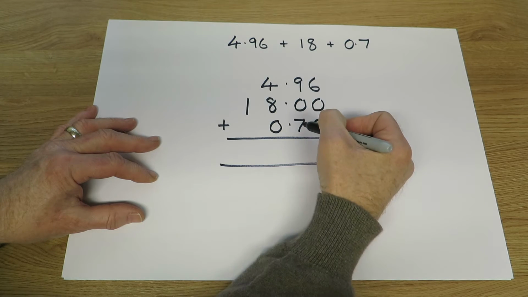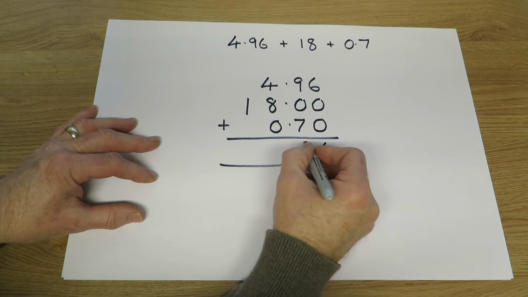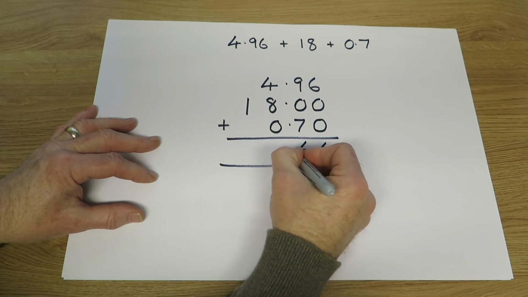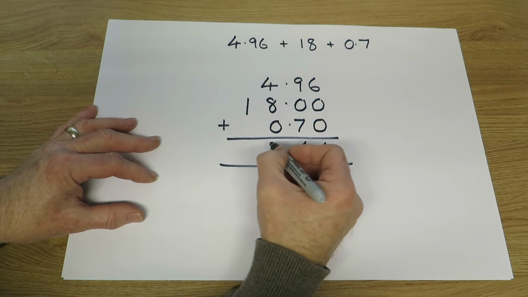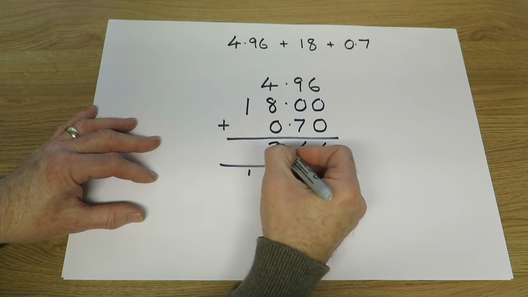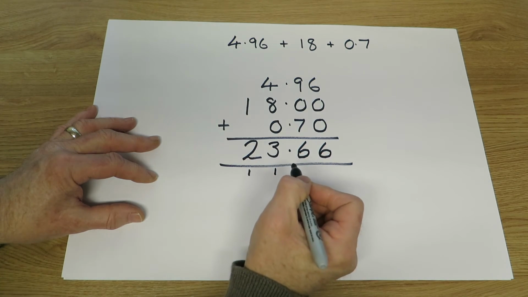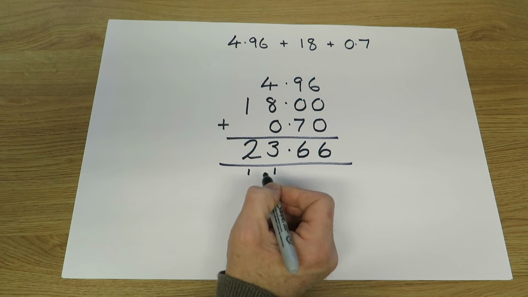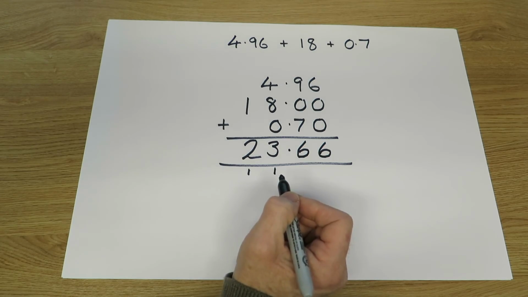And the tenths, 9 add 7 is 16, so there's a 6 there, and 1 for the units. Don't forget the decimal point. 4 add 8 is 12, 1 more is 13, so 1 10, 3 units, 1 and 1, 2 tens. Final answer, 23.66. The children need lots of practice, but confidence in knowing how to find the answers is the key to mathematical success.